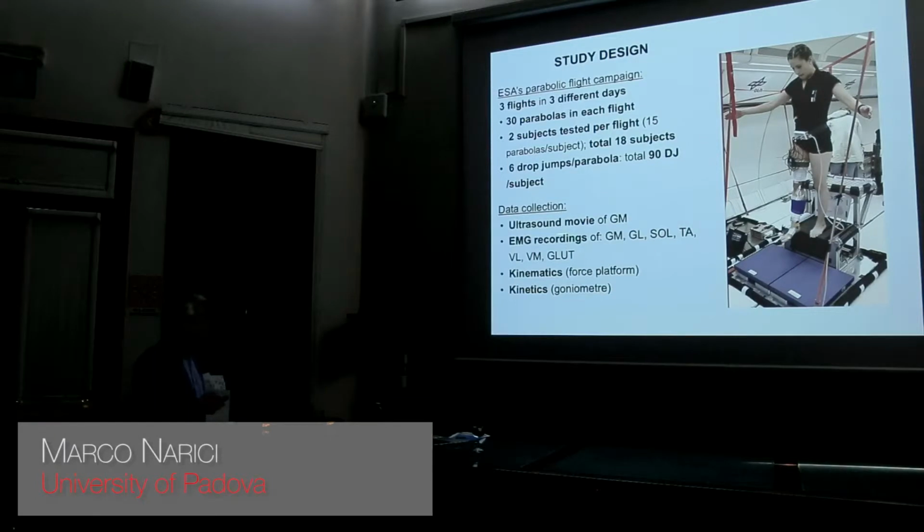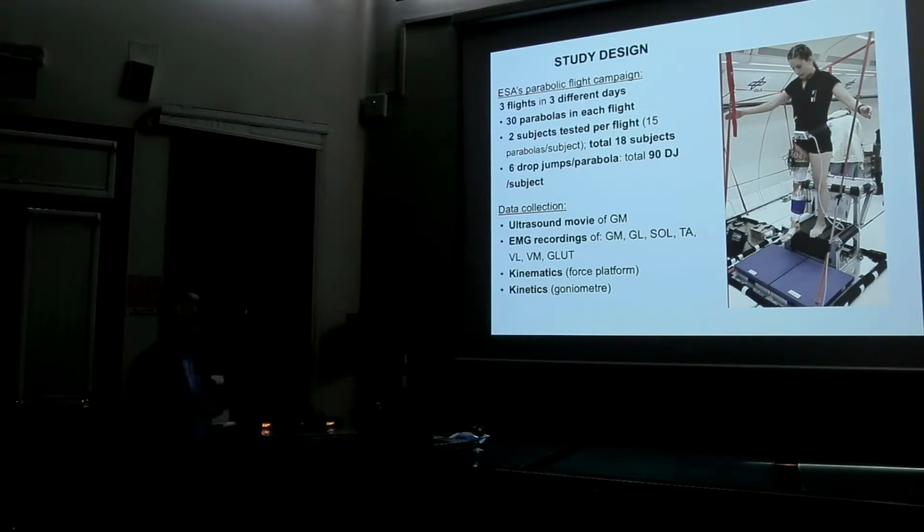We collected ultrasound of the gastrocnemius medialis muscle by placing an ultrasound probe attached to the leg, and this was very firmly fixed. The ultrasound was encased in a special cast to keep it there, and the probe did not move because we were filming with markers, and we were sure that the probe would stay in position. We were monitoring joint angles, and we were measuring landing forces on force platforms. We also recorded EMG telemetrically on seven muscles: the gastrocnemius medialis, lateralis, soleus, tibialis anterior, vastus lateralis, vastus medialis, and gluteus.